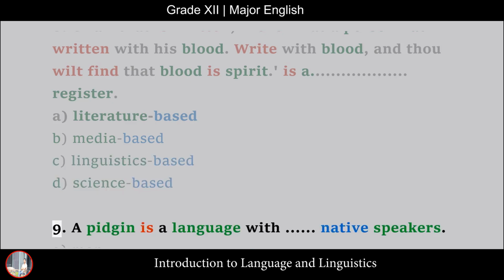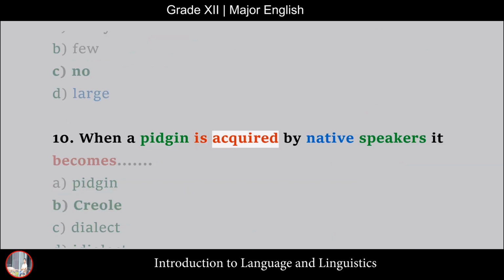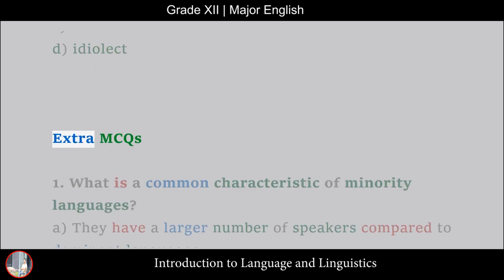9. A pidgin is a language with ___ native speakers. A. Many. B. Few. C. No. D. Large. 10. When a pidgin is acquired by native speakers it becomes A. Pidgin. B. Creole. C. Dialect. D. Idiolect.